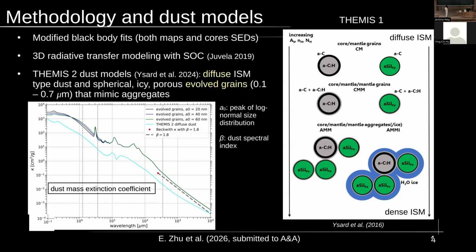And here on the left, you can see the plots of the dust mass extinction coefficient kappa for the diffuse dust and for evolved dust at different size distributions. So you can see, as expected, the evolved grains are more emissive than diffuse type dust.